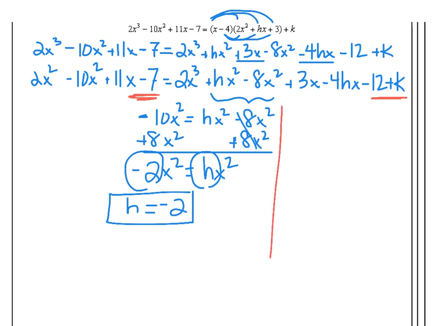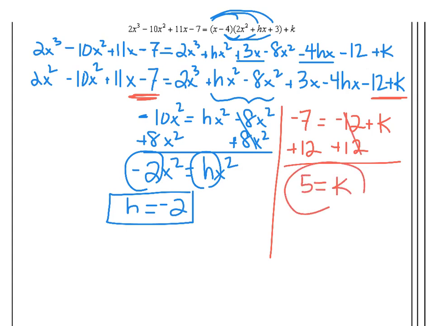Okay, so negative 7 is equivalent to negative 12 plus what number? Now, you might be able to figure it out right now and say, oh, it's 5, but if not, get the k by itself. Just good old-fashioned algebra. Negative 7 plus 12 is 5, and there's your value for k. All right?